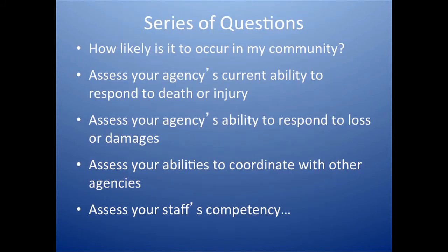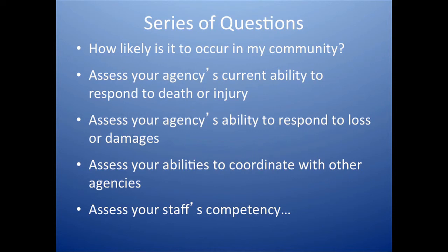So the probability focuses on how likely it is for this particular hazard to happen in my community. And it's on a Likert scale, so it's no chance that this will occur, and then it goes up to highly likely to occur. There's also a question that focuses on human impact and how would you assess your agency's current abilities to respond to the possibility of death or injury. And again, it's no impact to high impact.